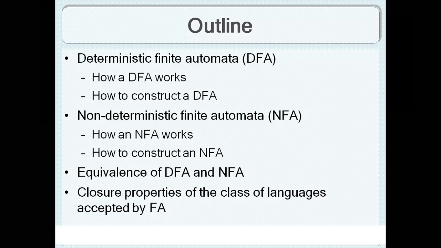Anyone? What is an automata? So in this, an automata is a formal mathematical model used for providing a solution for the given problem.